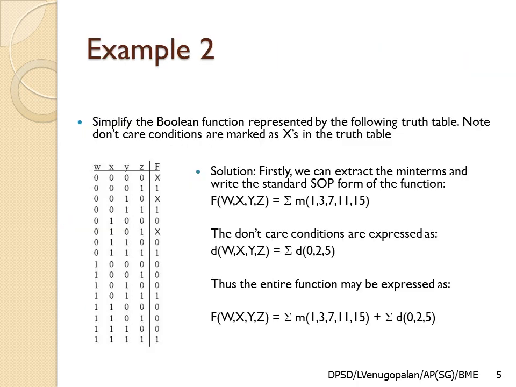Now this is another example where you have a few don't care conditions and you are asked to simplify the Boolean expression. The X marked in the truth table are don't cares. So I am taking the minterms, that is the terms that are ones, and I'm taking the don't care conditions, denoting them with the function d of w, x, y, z, and I'm taking the summation of d as 0, 2, and 5.